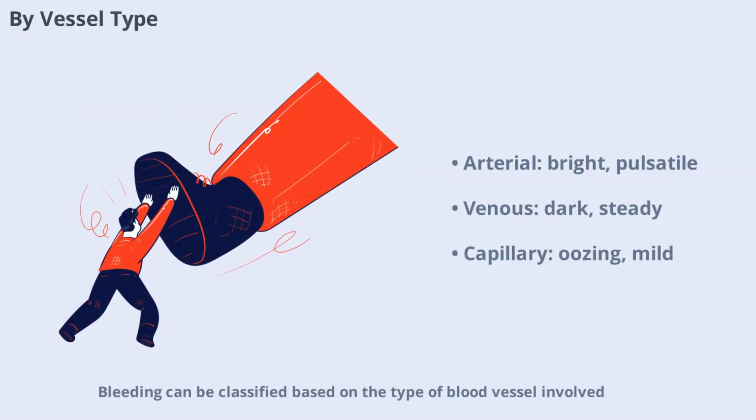Bleeding can be classified based on the type of blood vessel involved: arterial, venous, or capillary. Arterial hemorrhage is characterized by bright red, pulsatile blood that spurts with each heartbeat. Venous hemorrhage, on the other hand, produces a steady, dark-colored flow. Capillary hemorrhage presents as oozing from the area with blood that is bluish bright red. Capillary bleeding is usually mild and can be controlled with simple pressure. Understanding these differences is essential for quickly identifying the source and severity of bleeding during oral surgery.